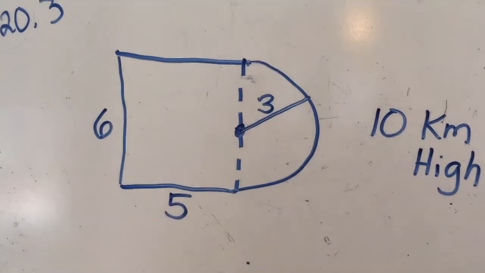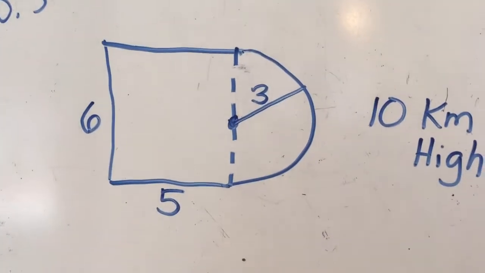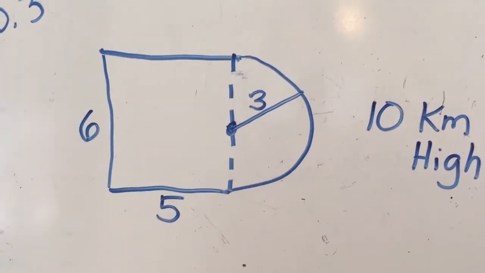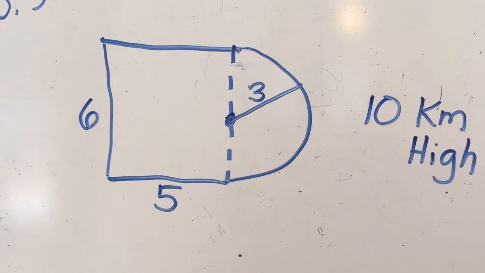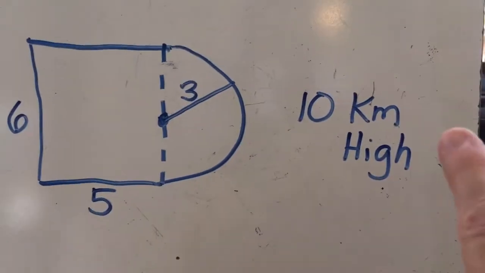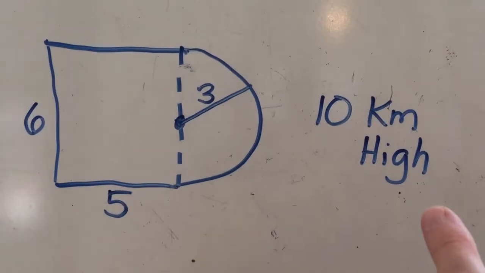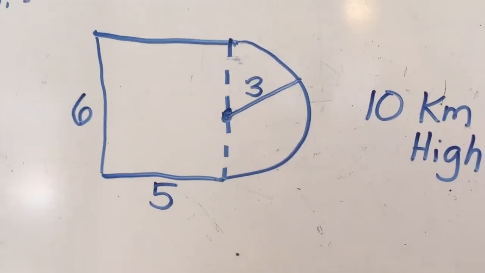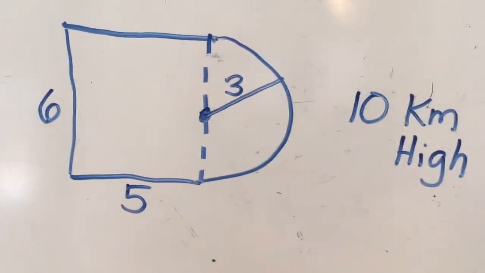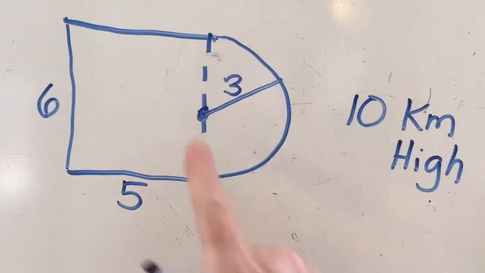This is 20.3 in your book on page 88. And here is the base of the figure, but everything is in kilometers. And kilometers, remember, 1 kilometer is 1,000 meters. And then the height of the whole figure is 10 kilometers high. Wow, this is big. So let's find the volume by first finding the area of this base.